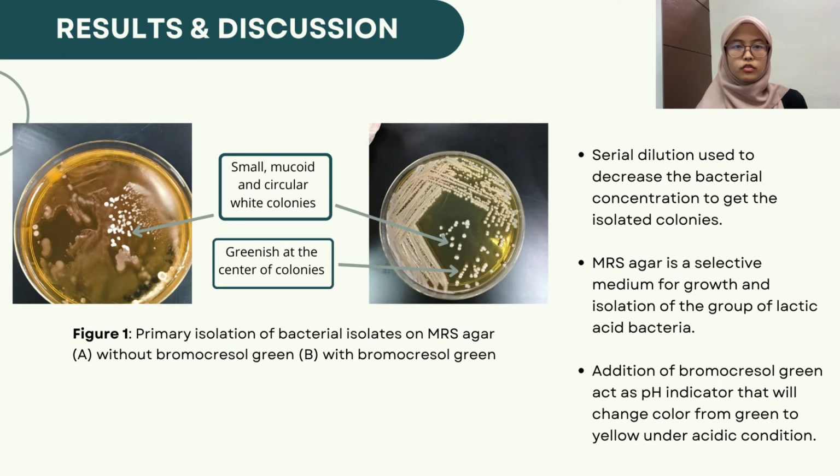The result obtained from the isolation of bacterial isolates on MRS agar, where the bacterial colony morphology shows small, mucoid and circular white colonies in figure 1. But the colony on MRS agar with bromocresol green showed greenish color at the center of the colonies, and the color of the agar was green.